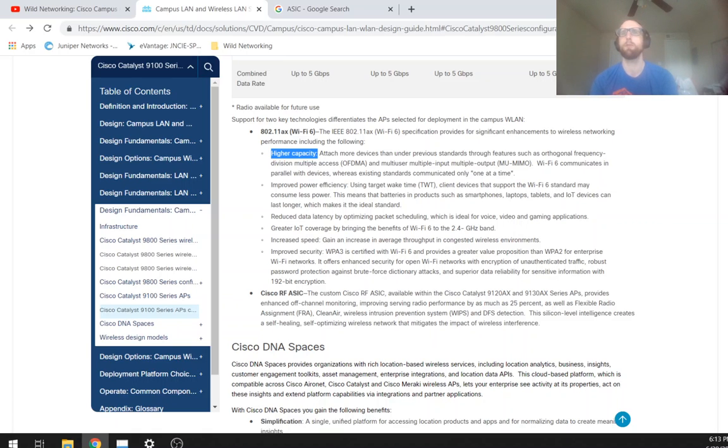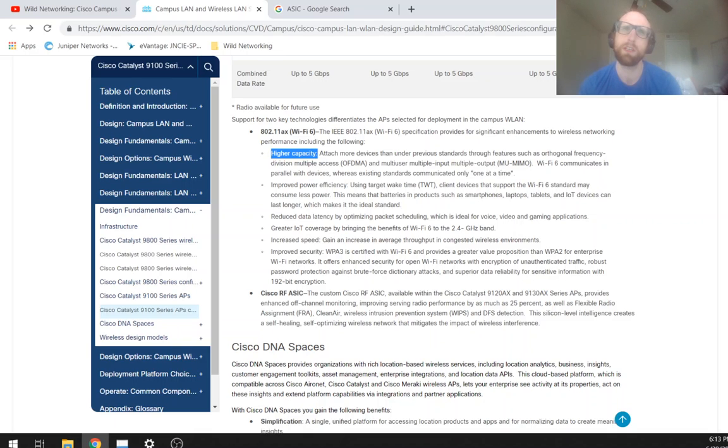Improved security. WPA3 is certified with Wi-Fi 6 and provides a greater value proposition than WPA2 for enterprise Wi-Fi networks. It offers enhanced security for Wi-Fi networks with encryption of unauthenticated traffic, robust password protection against brute force dictionary attacks, and superior data reliability for sensitive information with 192-bit encryption.